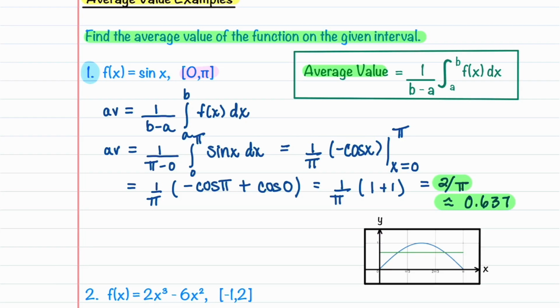We can understand our answer better by looking at this graph down here on the right. The blue curve is the function f of x is equal to sine x from x is 0 to x is pi, and the green line is our average value, which is equal to 2 divided by pi.